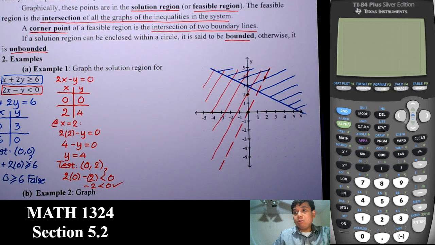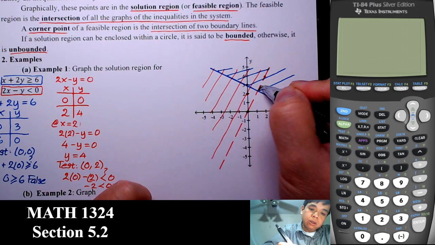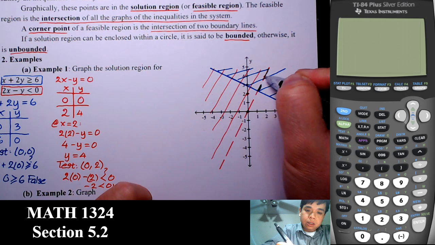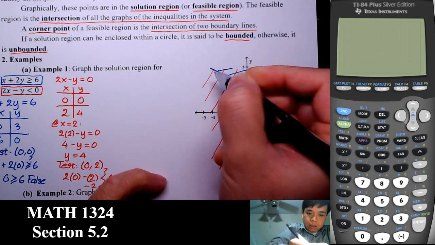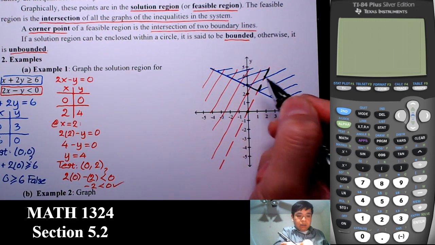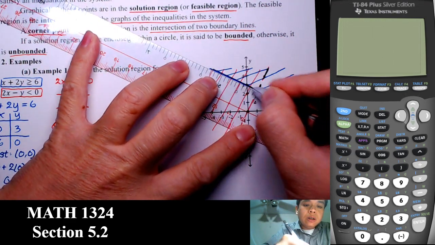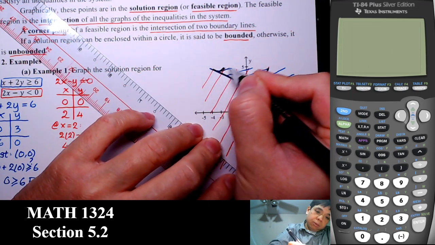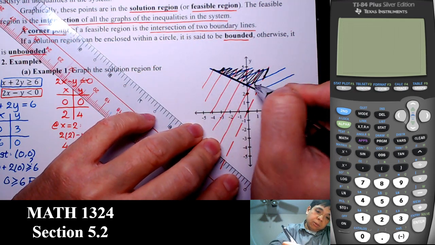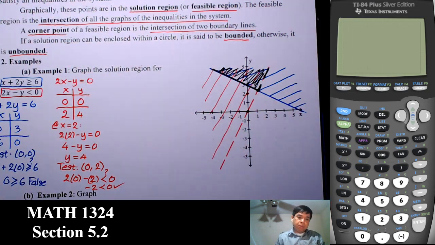And put both of them together. We have this overlapping region. Of course, we still need to find this intersection as well.